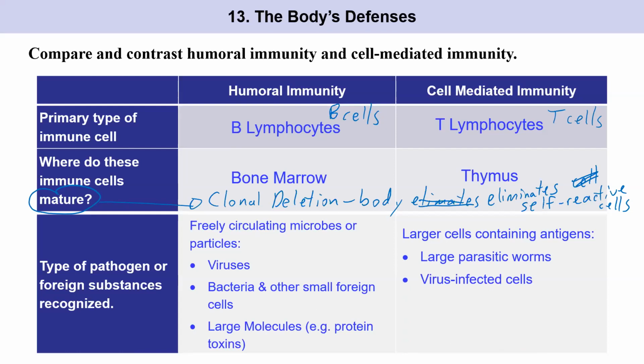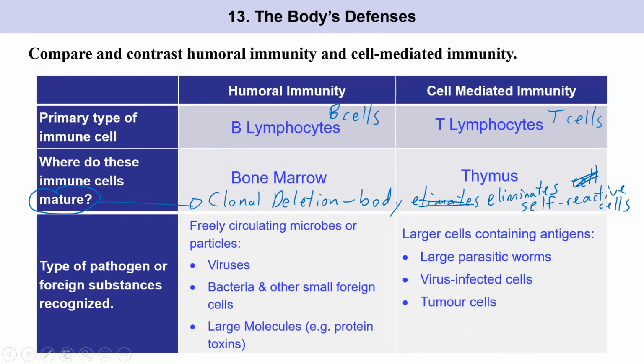What other large things? Virus-infected cells. Viruses themselves are quite tiny and can get destroyed by the humoral response, but in many cases they're found in very, very small numbers, and the body doesn't actually detect them until they start infecting the human cells. The human cells will start to produce viral glycoproteins, and this is what's recognized by the T cells, and it's going to destroy those cells.